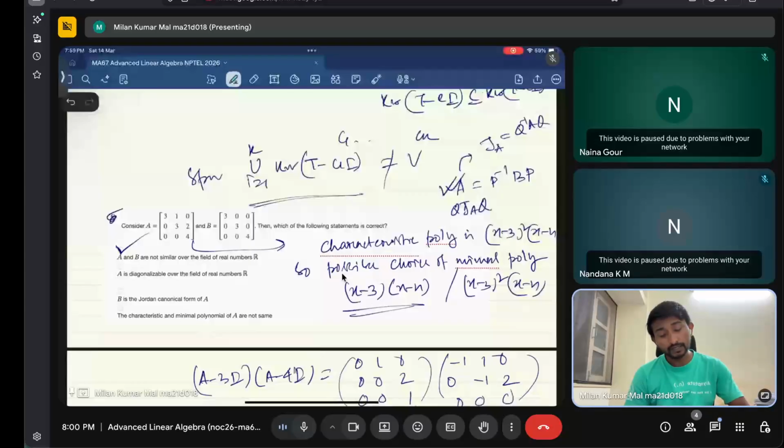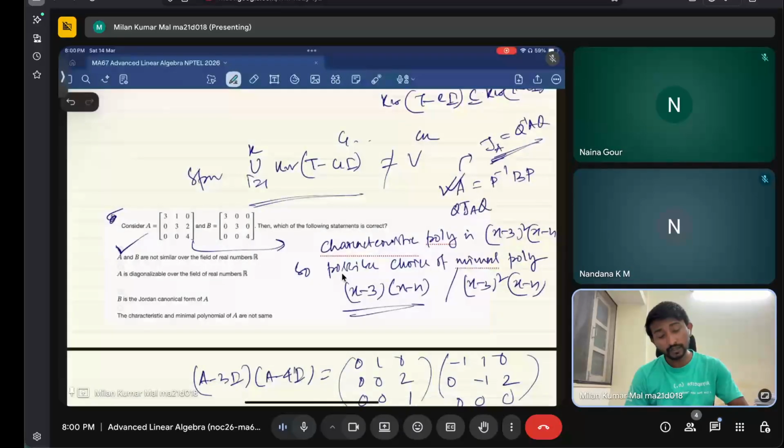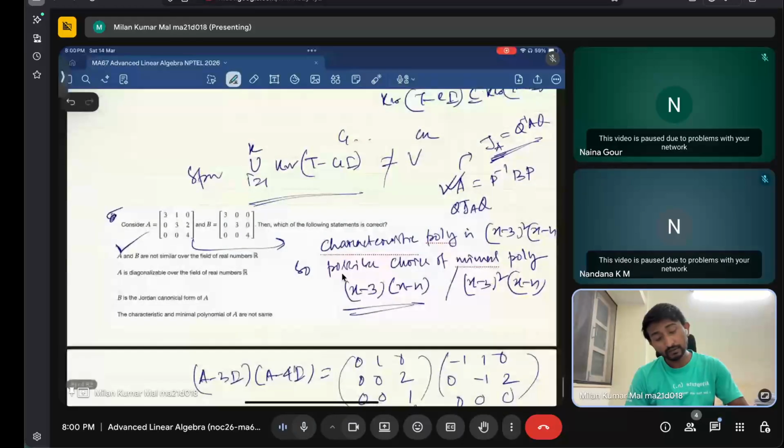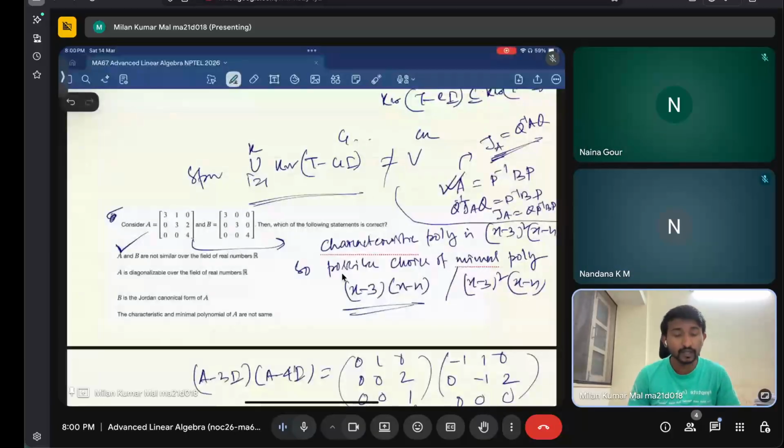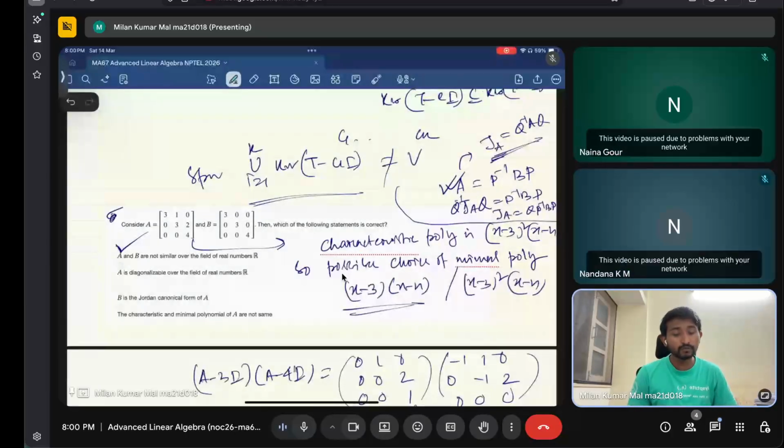Now Q inverse JAQ is equal to P inverse BP. So that means JA is equal to QP inverse BPQ. So there exists an invertible matrix QP inverse such that QP inverse BQP is equal to J. So let me write this formally.